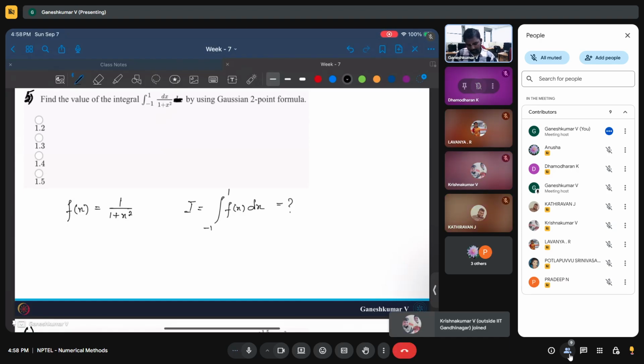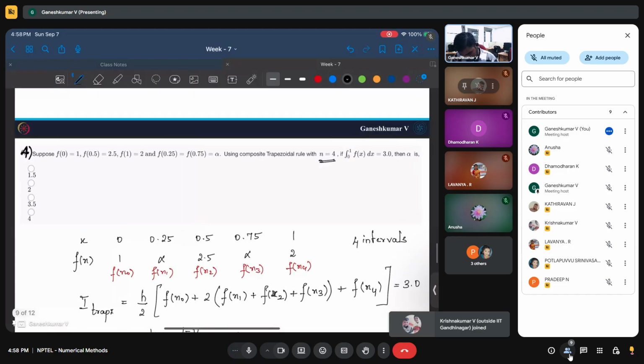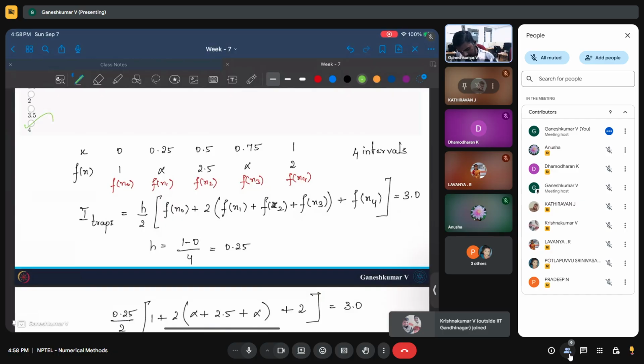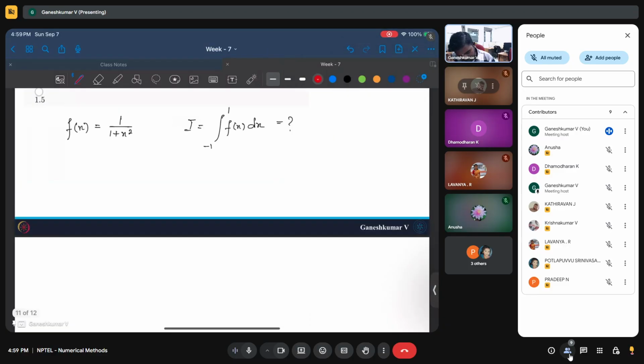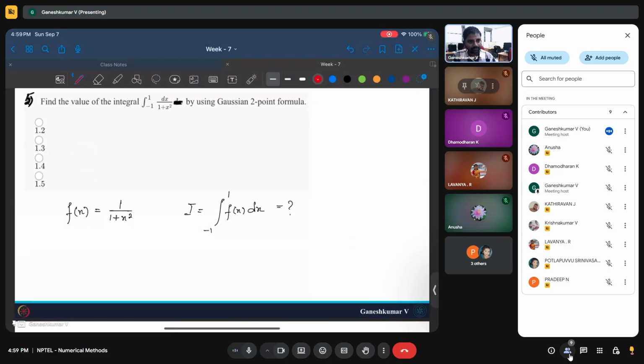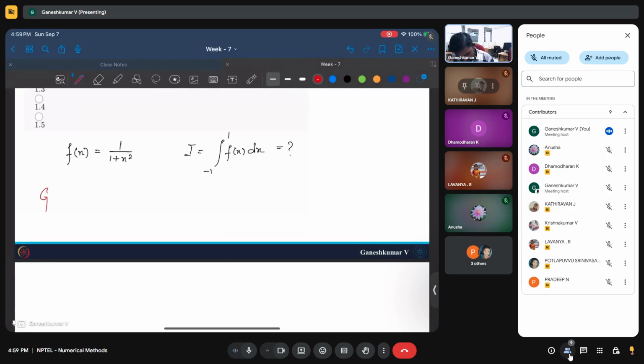They asked to find this. By the way, the previous one was choose the best answer, which is 4. So now we need to find this integral from minus 1 to 1 using the Gauss 2-point formula. We know that Gauss-Legendre integration rules apply only if your limits vary from minus 1 to 1, and here the question itself has given that the limits vary from minus 1 to 1. So we can just use the Gauss 2-point formula. What is the Gauss 2-point formula?